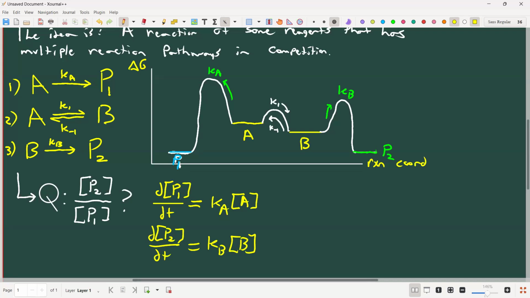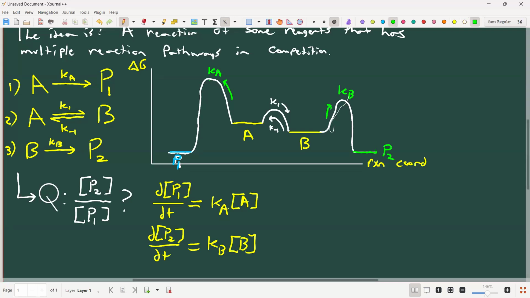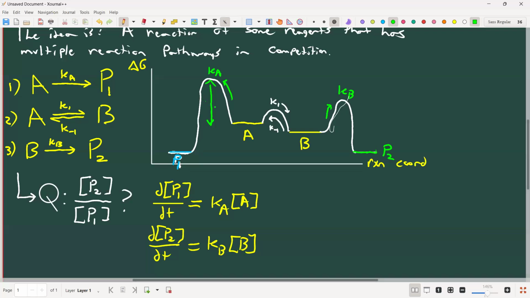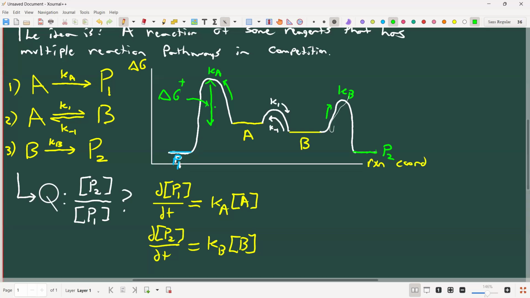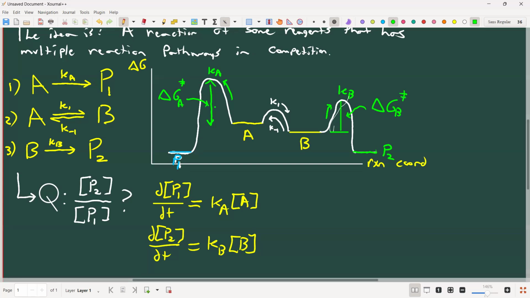All right, so let's notate a few things. The first thing I want to notate on my diagram is the activation energies. So the activation energy for A, we'll call delta G double dagger A. And the activation energy for B is delta G double dagger B. Okay, so those are some numbers that we need.